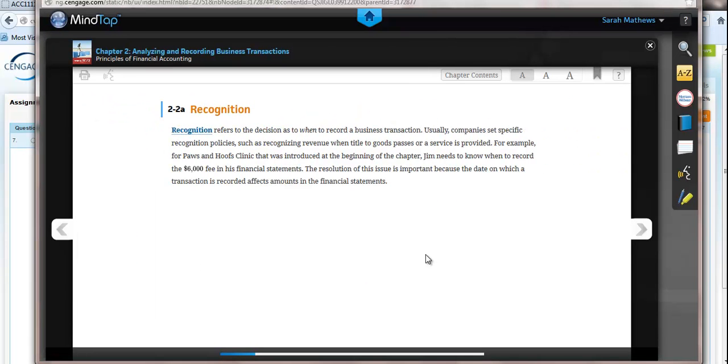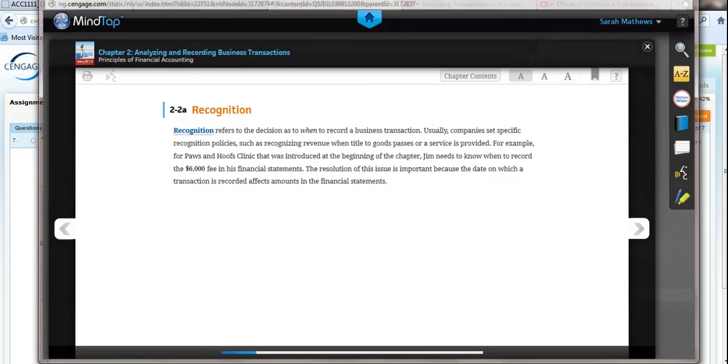So this is straight from your book. It just talks about what recognition is. Basically, it's just when a company decides to recognize a business transaction, and generally they're going to set policies for their company on how they're going to recognize transactions. So we're going to look at two different situations where a company recognizes transactions on the date they ship, or they recognize the transactions on the date that they are received.